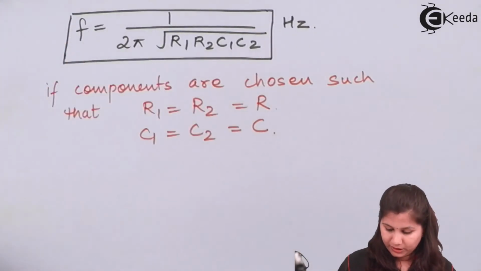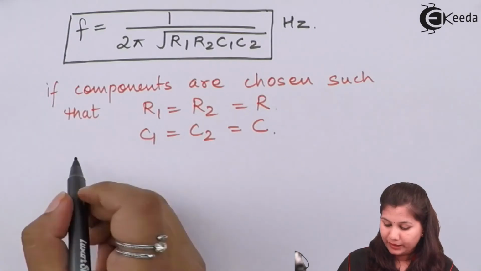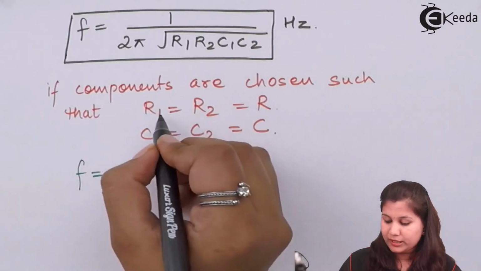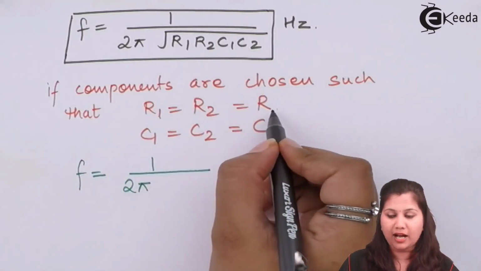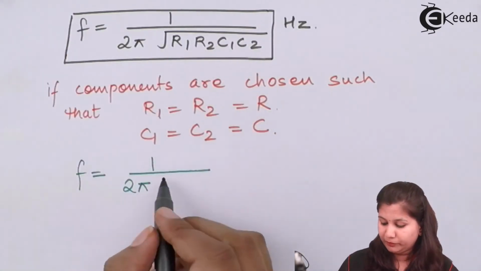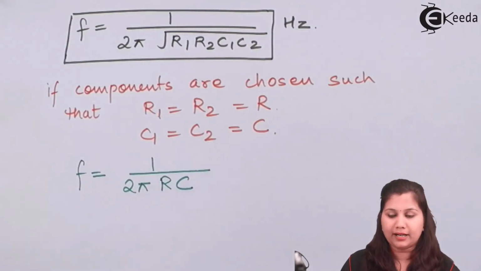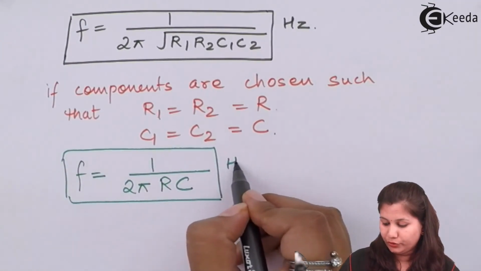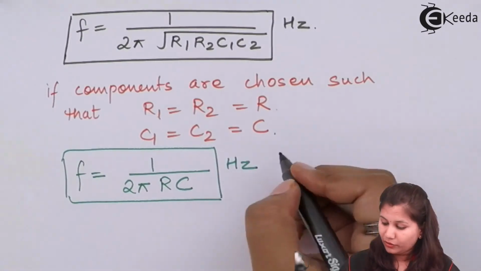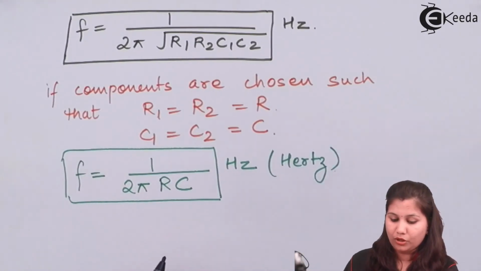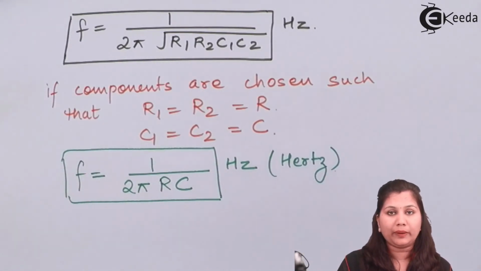So this frequency term will now become F equals 1 upon 2 pi, because R1, R2 can be replaced as R, so it will be R square C square. Bringing it out of the under root, it will become 1 upon 2 pi RC. And its unit is hertz, represented as Hz. So this is how the frequency can be measured with the help of the Wien's bridge.